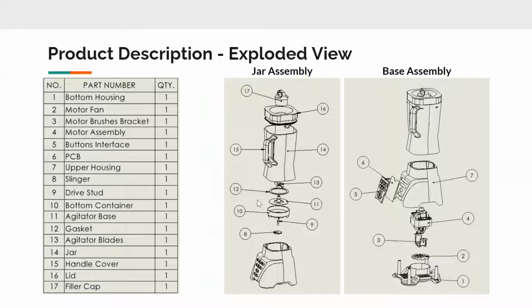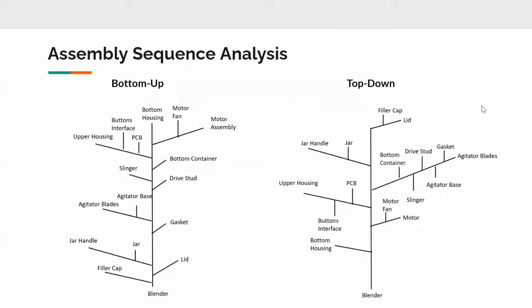We have the assembly sequence analysis as shown here, with the left-hand tree being the bottom-up assembly, where we begin from the bottom housing and make our way up with the assembly to form the blender assembly. And on the right-hand side, we can see the top-down assembly, where we start with the filler cap and lid and make our way down, adding components to create the full blender assembly.